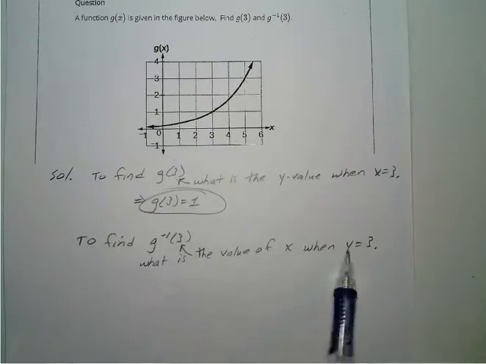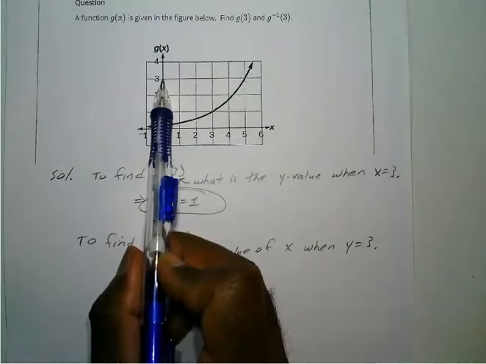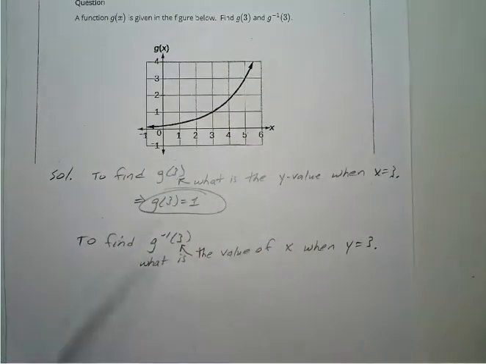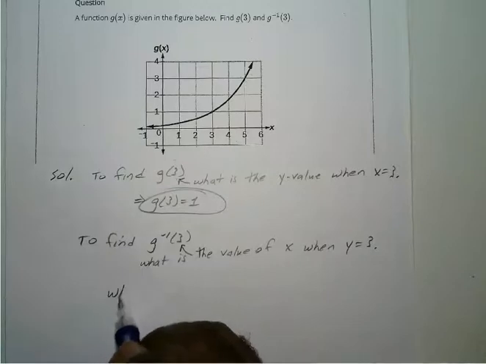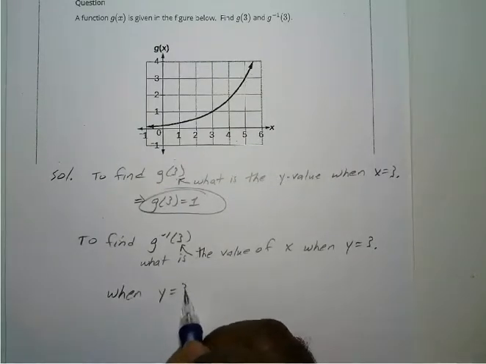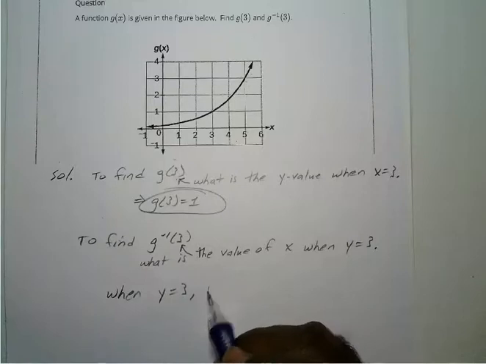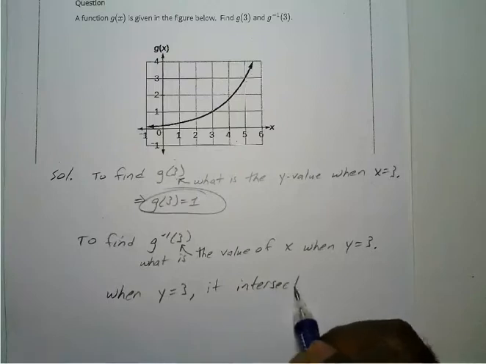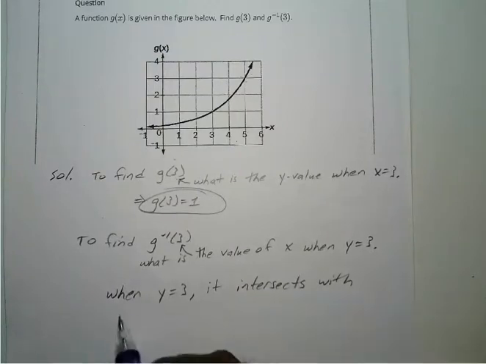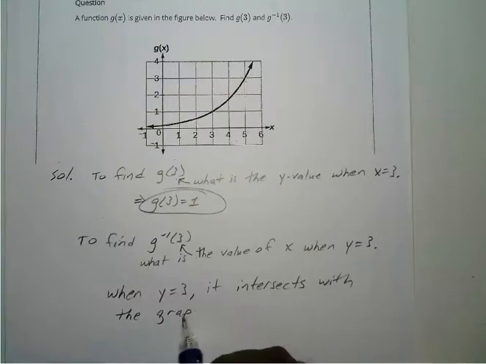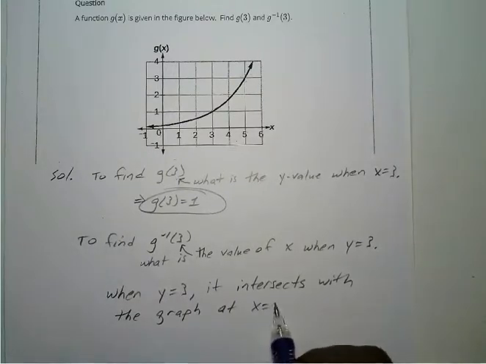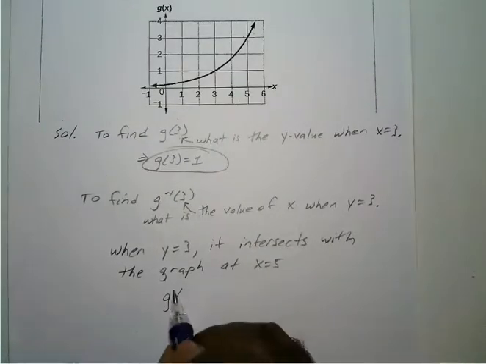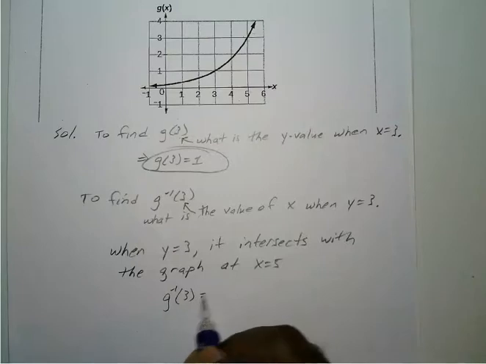So y is equal to 3 here. When y is equal to 3, it hits the graph at x equals 5. Okay, so that means that g inverse of 3 is equal to 5.